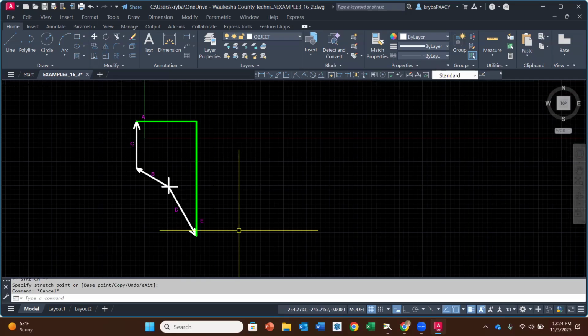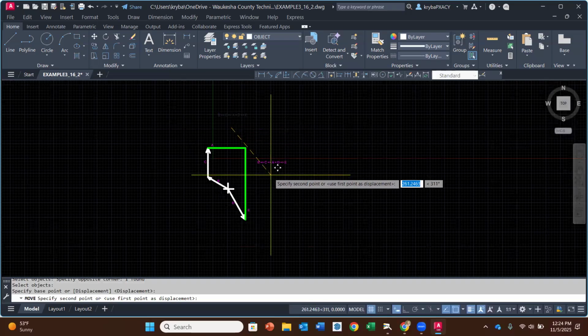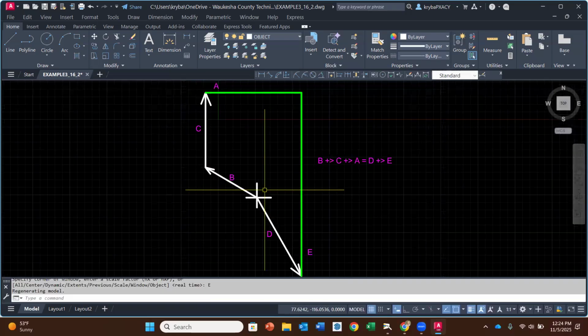So you should have something that looks like this. And I'm going to move my equation closer over here. Now, we have the intersections of A and E, but we need to identify their definitive direction, okay?